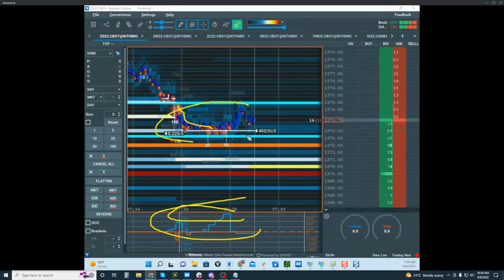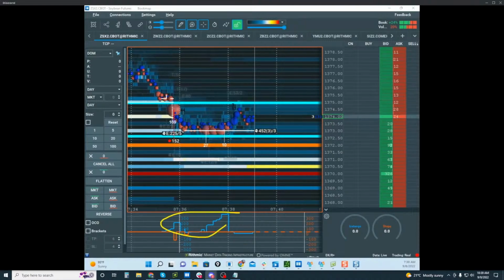So the point is, this area is what is important. You don't know why they're using the icebergs.